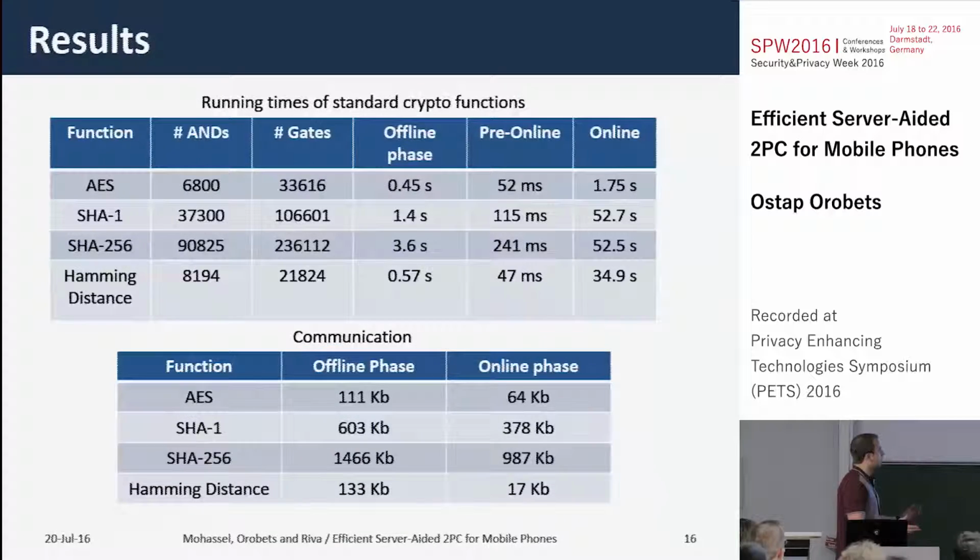We ran our computation against standard crypto circuits. We were able to run AES in 1.5 seconds. More interesting are SHA-1 and SHA-256, which run in about the same time, but the difference in the AND gates is almost tripled. We also had a very efficient online phase, which required only 64 bits of communication for AES. And you can see that the offline phase, which can be done in advance, requires way more communication.